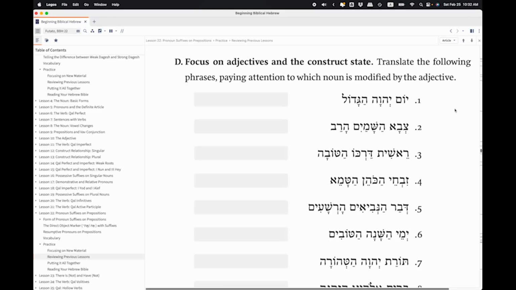All right, so number one, we're looking at Yom Adonai HaGadol. And what we're going to do, just like any translation, is start one word at a time. We're going to analyze each word, and then after that, build this, I guess it's not a sentence, but build the phrase in English. So we start off with Yom.